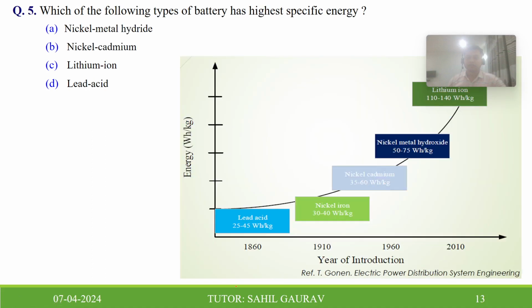So from this figure also, for specific energy capacity, lead acid has 25 to 45 watt hour per kg, nickel iron has 30 to 40 watt hour per kg, and nickel cadmium has 35 to 60 watt hour per kg. Nickel metal hydride has 50 to 75 watt hour per kg, while lithium ion has the highest specific energy capacity, that is 110 to 140 watt hour per kg. So option C is the correct answer.